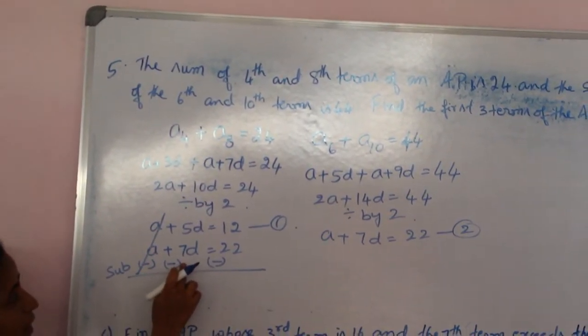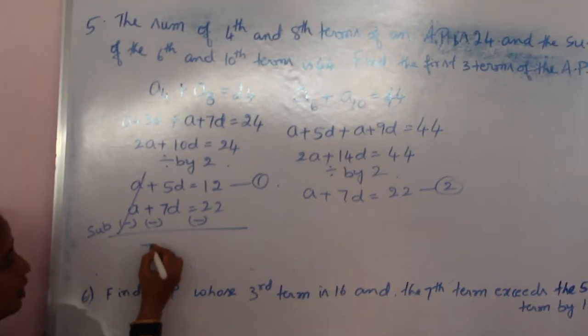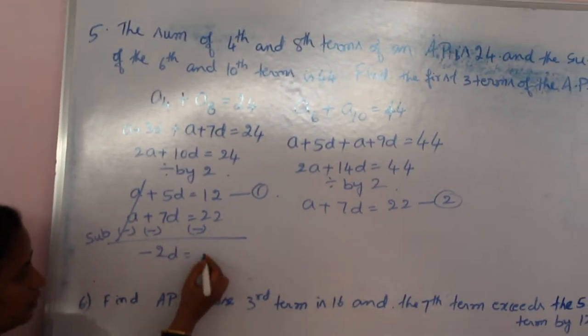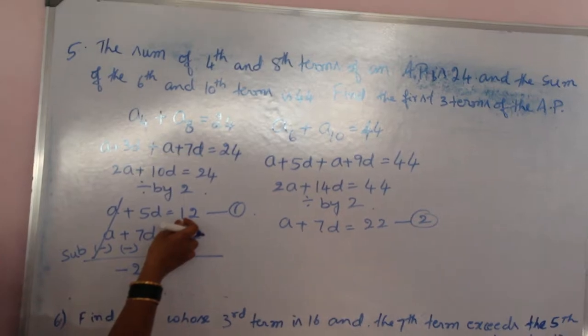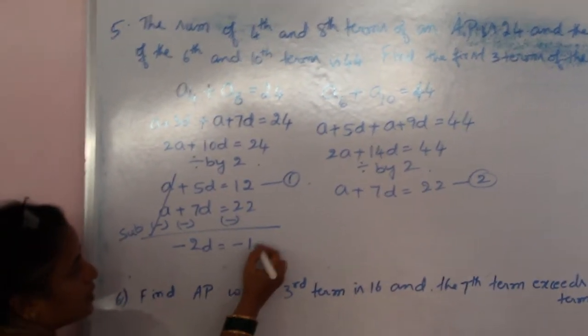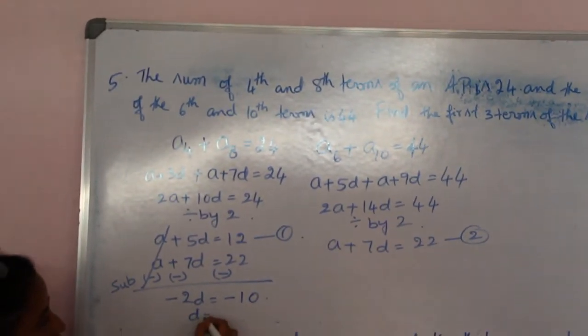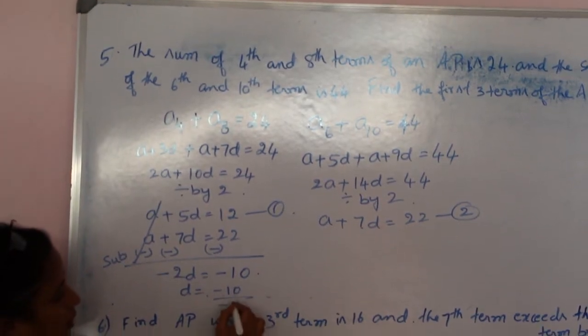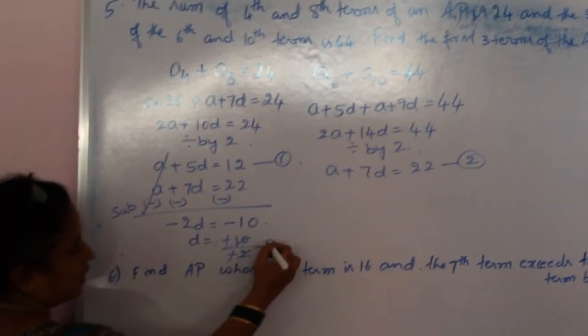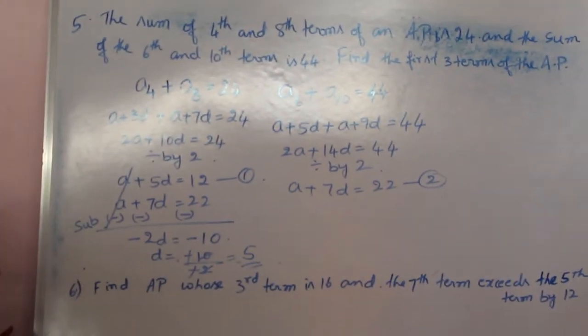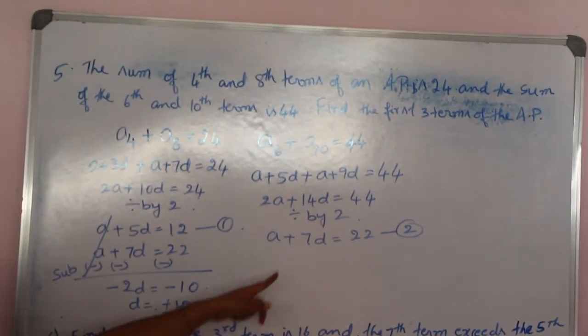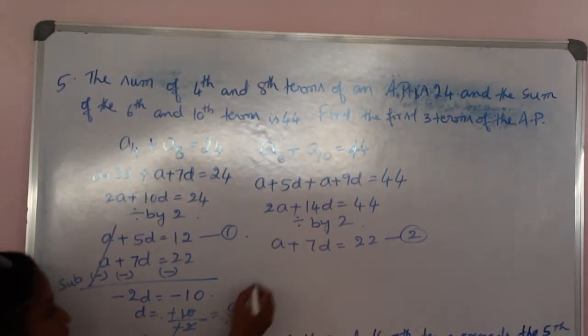Here plus becomes minus. Minus 7 plus 5, what? Minus 2D equals minus 22 plus 12. That is minus 10. So D equals minus 10 divided by minus 2. Both get cancelled. 5. D equals 5. Now substitute D equals 5 in the second equation.